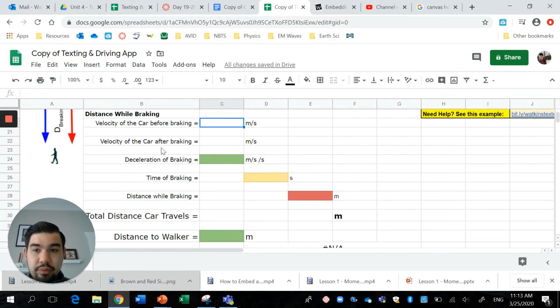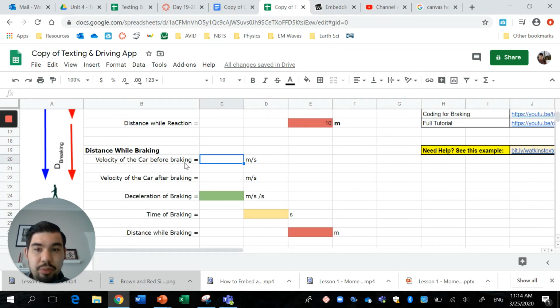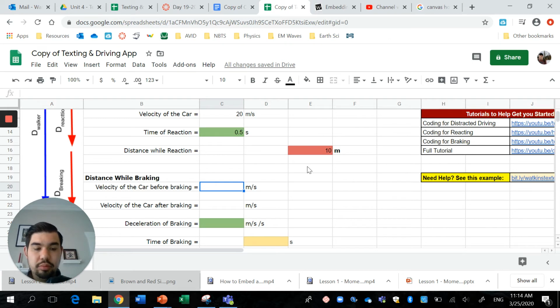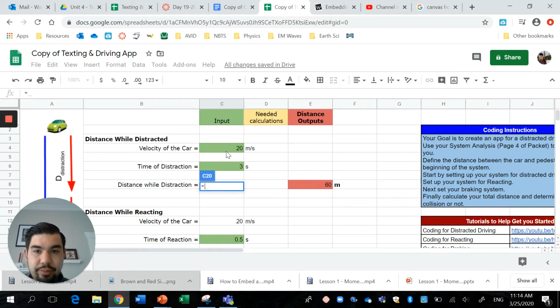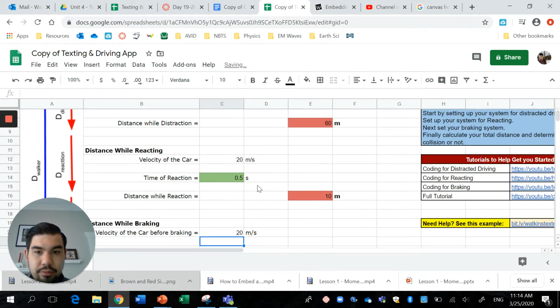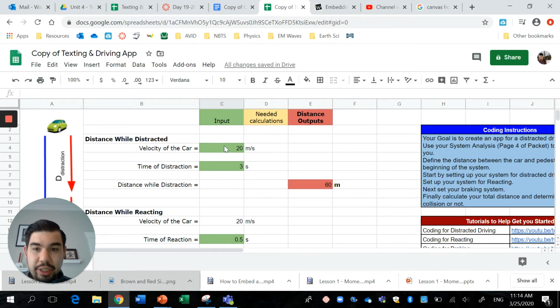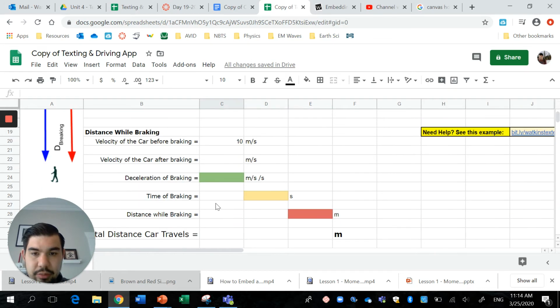Once again, we get to our last section, distance while braking. And here, again, our velocity of the car before we start braking, still going to be the same. I'm just going to say equals C4. So notice when I change this first velocity, I update here, for distance while reacting, it's also going to update here. Velocity of car after braking. Now, you guys should be able to figure this out. When you've come to a complete stop, how fast are you going? Should be 0.